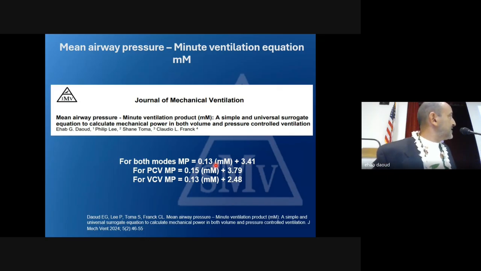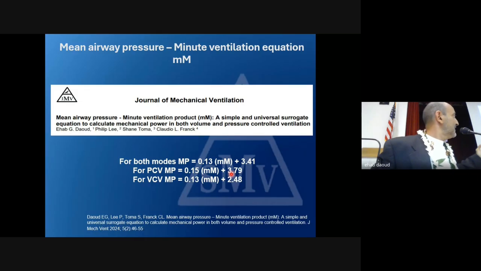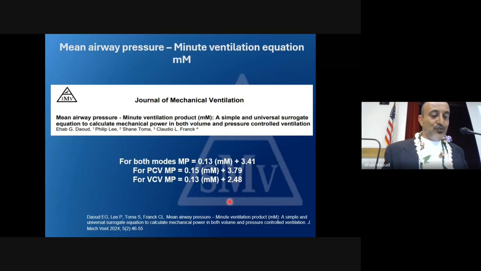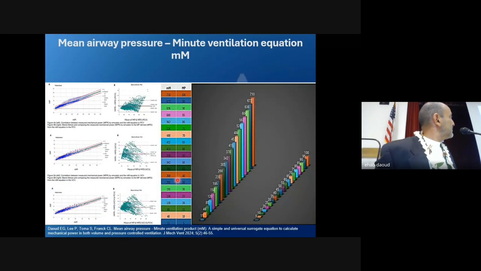We did all the statistics and regression analysis. If you're in pressure control, that's the equation: 0.15 plus 0 multiplied by the M&M plus 3.79, boom, that's your mechanical power. The problem is, when I try to use this on the patient, I can't even remember those numbers, and you think that I should. For volume control, it's the equation below. And that's basically the study.